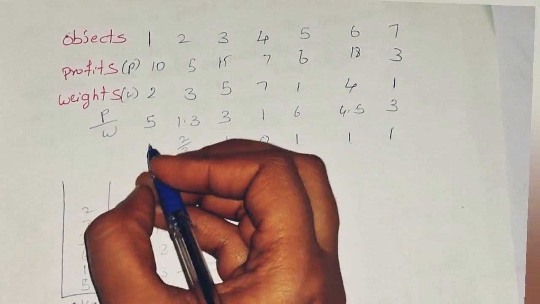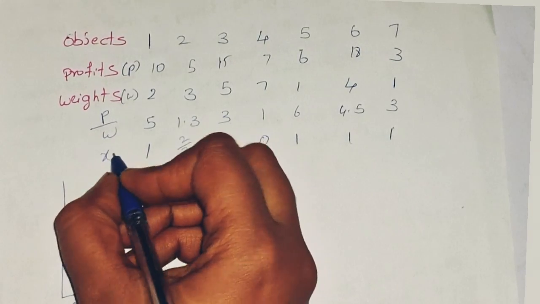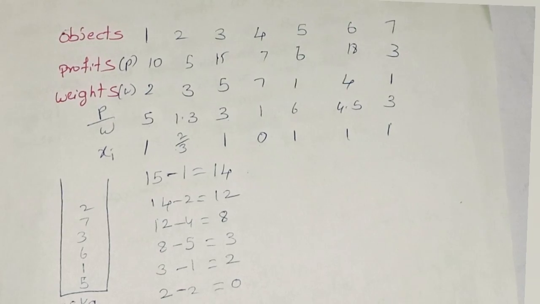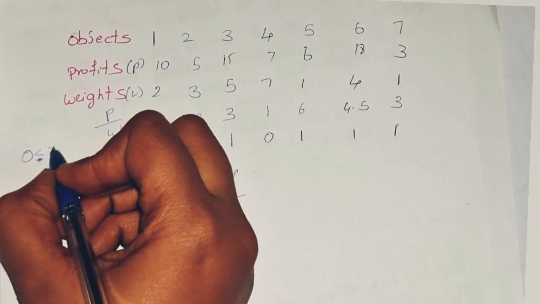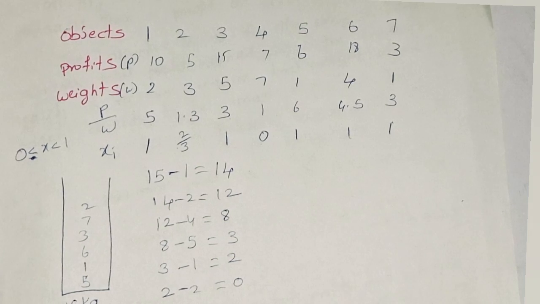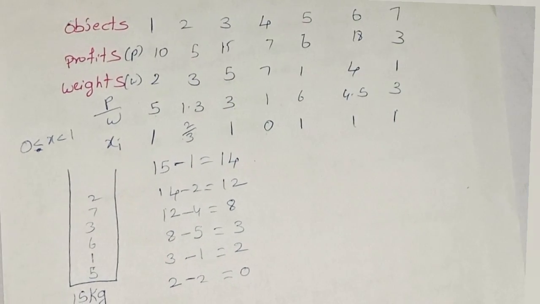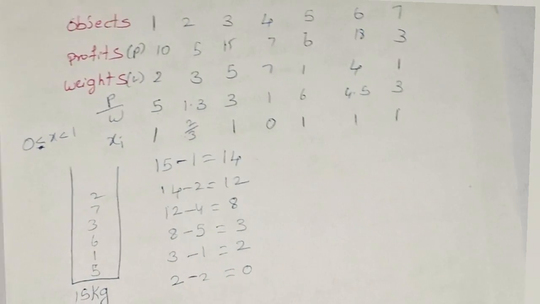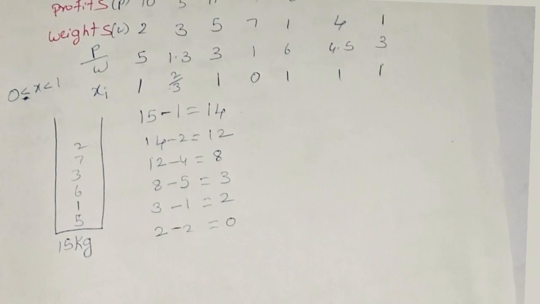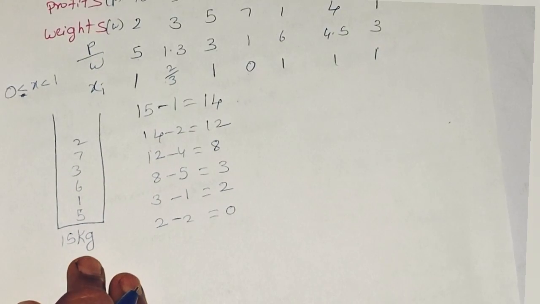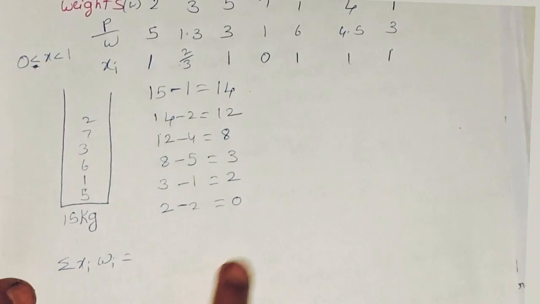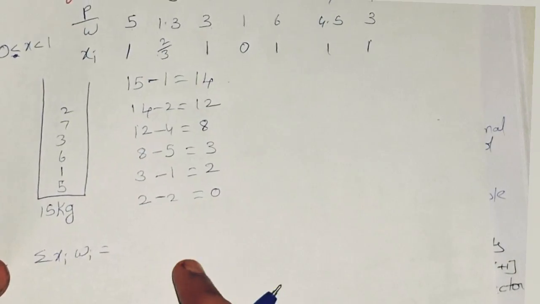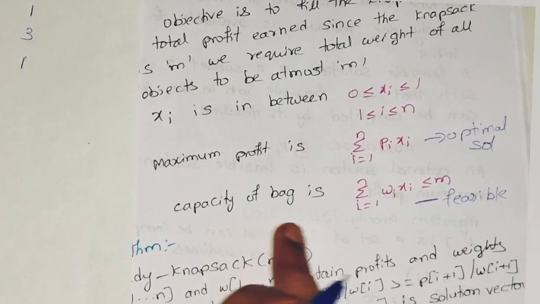So this is called the xi value or x value. xi will always be in the form of 0 to 1, so 0 less than or equal to x less than or equal to 1. It will always be 0, 1 or a fractional part. Okay, so now we have added all the values into the knapsack. After finding this, we need to find the maximum profit and capacity of the bag.